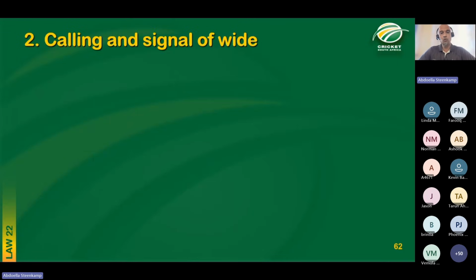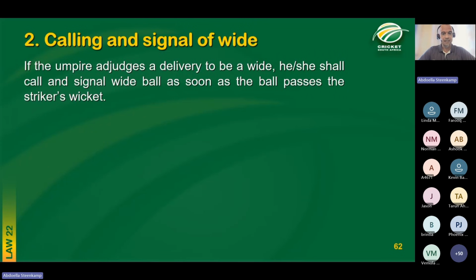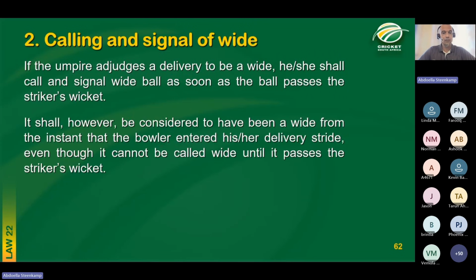Under the white ball law, there's only one subsection that we're covering here, and that is when it comes to calling and signaling wide. Umpires, only call and signal wide when the ball passes the striker's wicket. Don't be in a rush to call wide. Wait till the ball passes the striker's wicket. Then you call and signal wide.